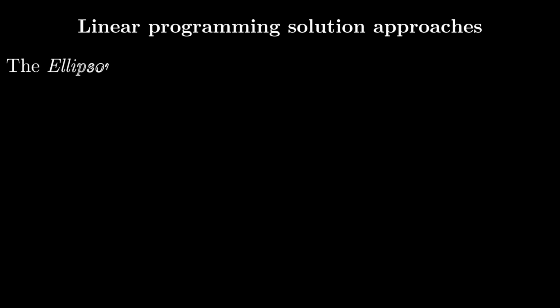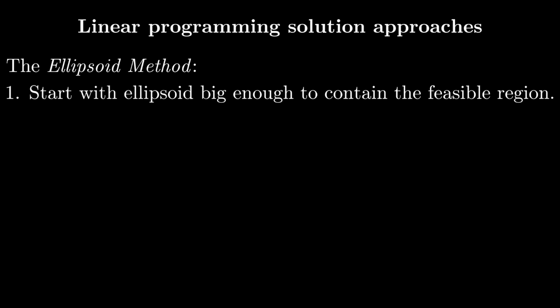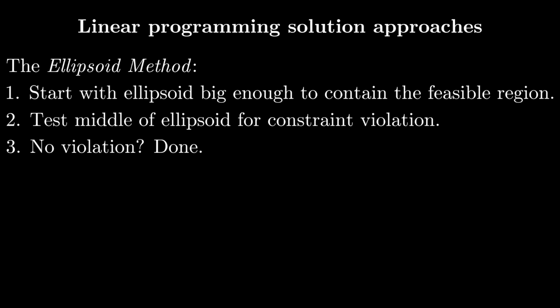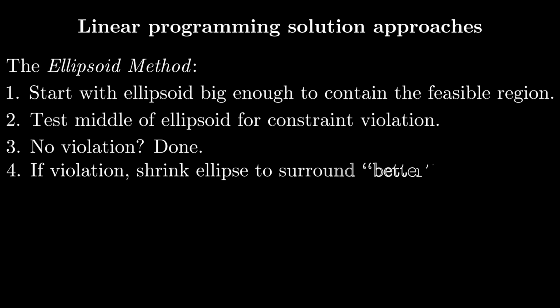One algorithm that you hear quite a lot about is the ellipsoid method. This method is mostly about finding a feasible region, and the idea is that you start with a large ellipsoid that is guaranteed to contain the feasible region. Then you look in the middle of the ellipsoid and see whether or not it's feasible.